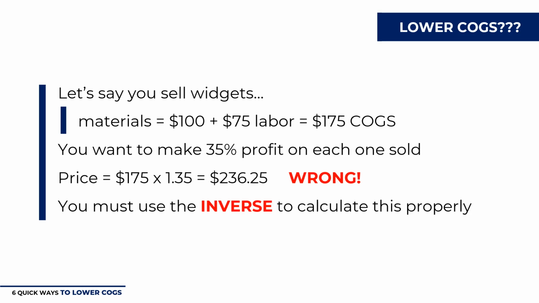1 minus 0.35 equals 0.65. So our new formula for determining our price is to take our $175 COGS and divide it by 0.65, which equals $269.23. Now, is that the right number? Well, let's plug it into our P&L template and we'll find out.